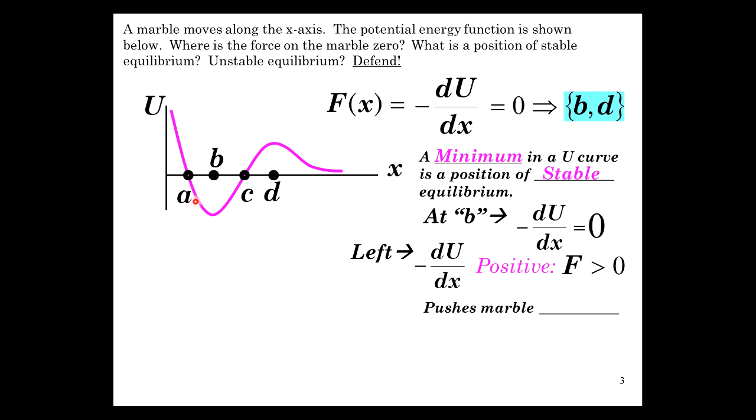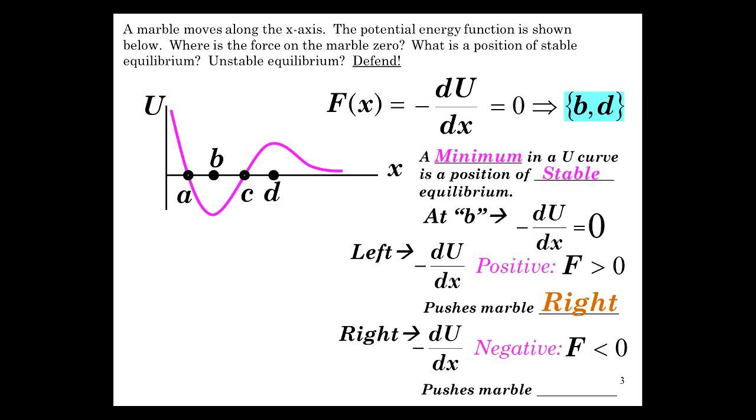So if this is a bowl, and we put a marble in the bowl, you know the marble actually goes back and forth like this. And consistent with that, if we're over here to the left, with the force being positive, pushing it this way, it pushes the marble to the right. Down here, it's not being pushed at all. But if we're over to the right, then dU/dx is positive, so negative dU/dx is negative. And therefore, the force is negative. The force actually points to the left, pushing the marble to the left.